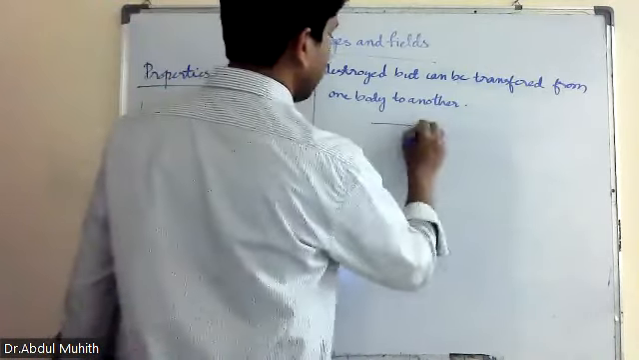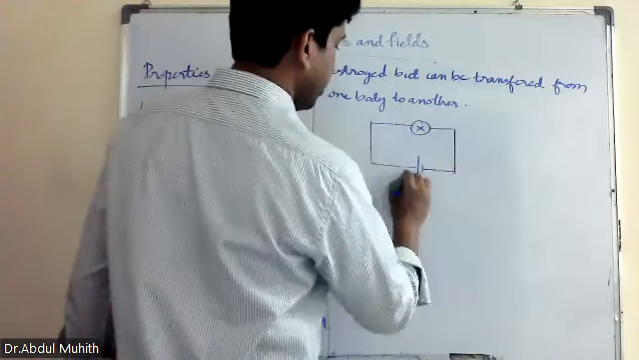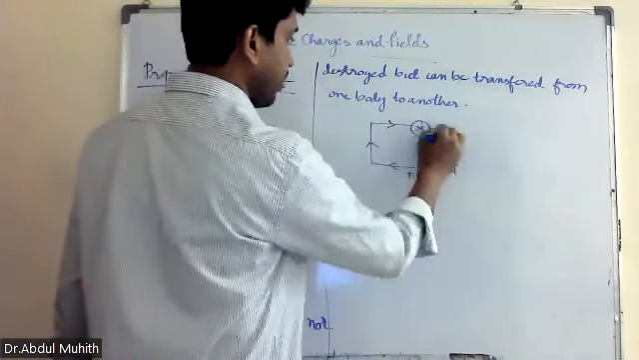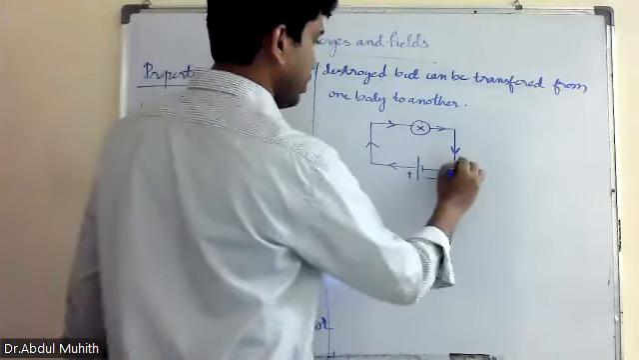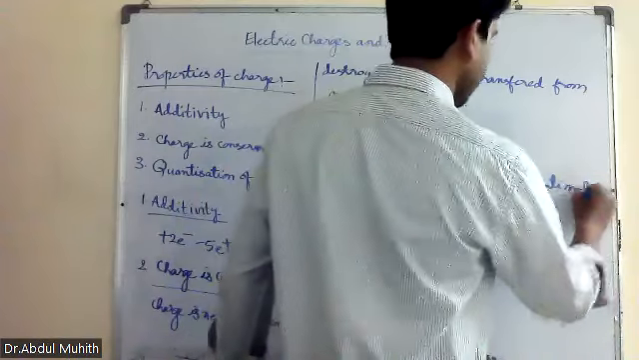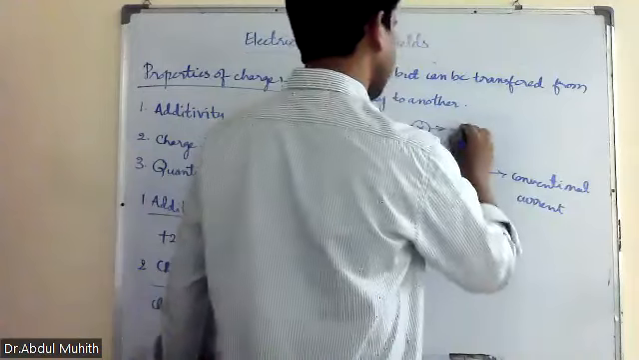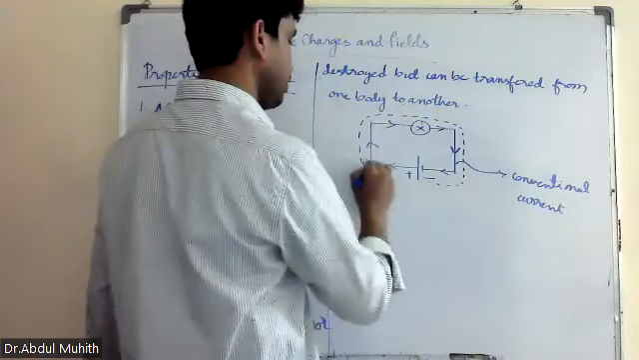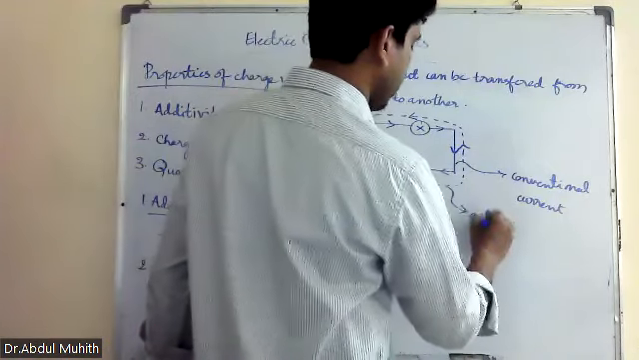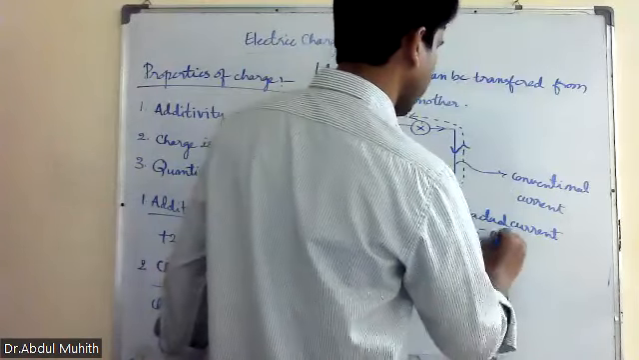A simple example: this is a bulb and this is my battery, a cell, with positive and negative terminals. Current will flow from positive to negative. This is said to be conventional current. The dotted one is the actual current, which is said to be electron flow.